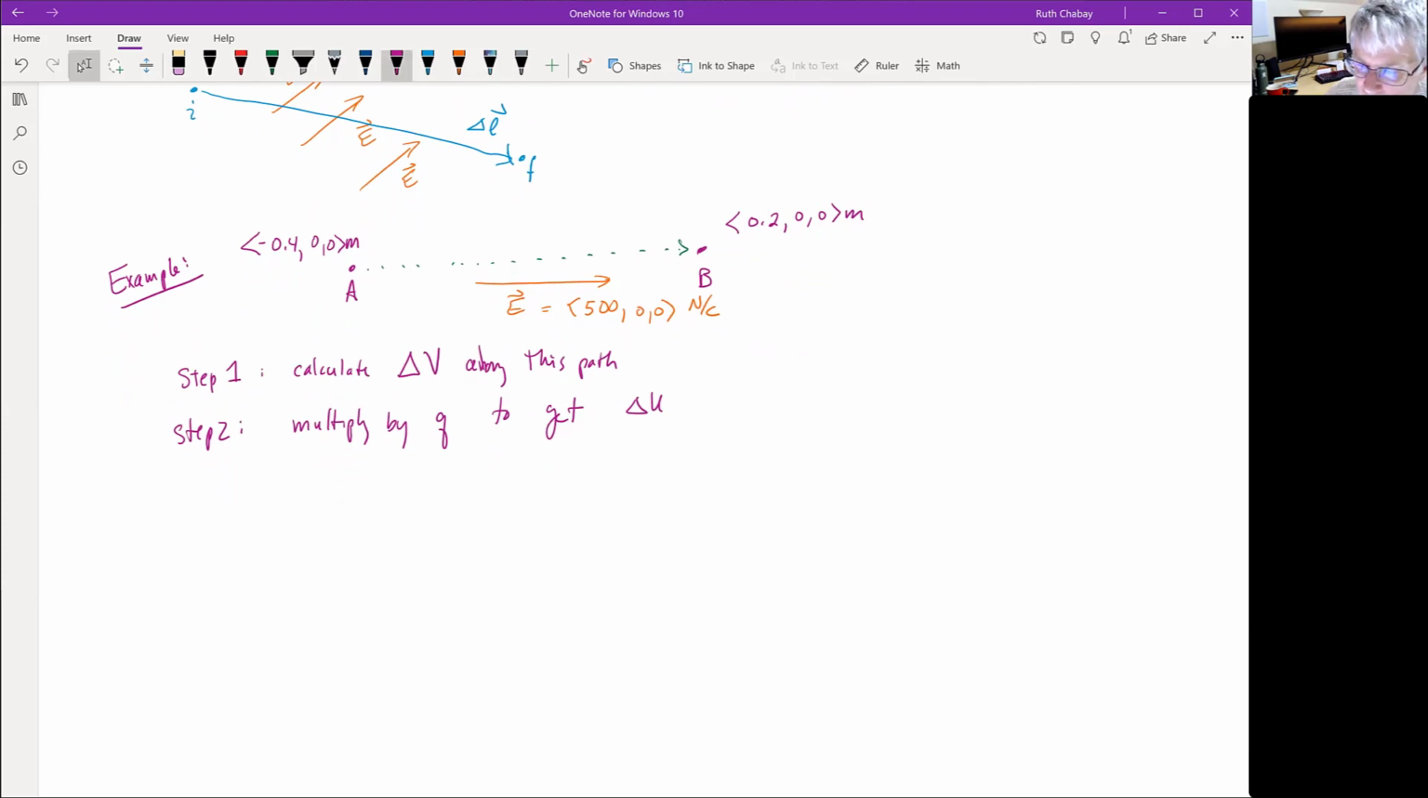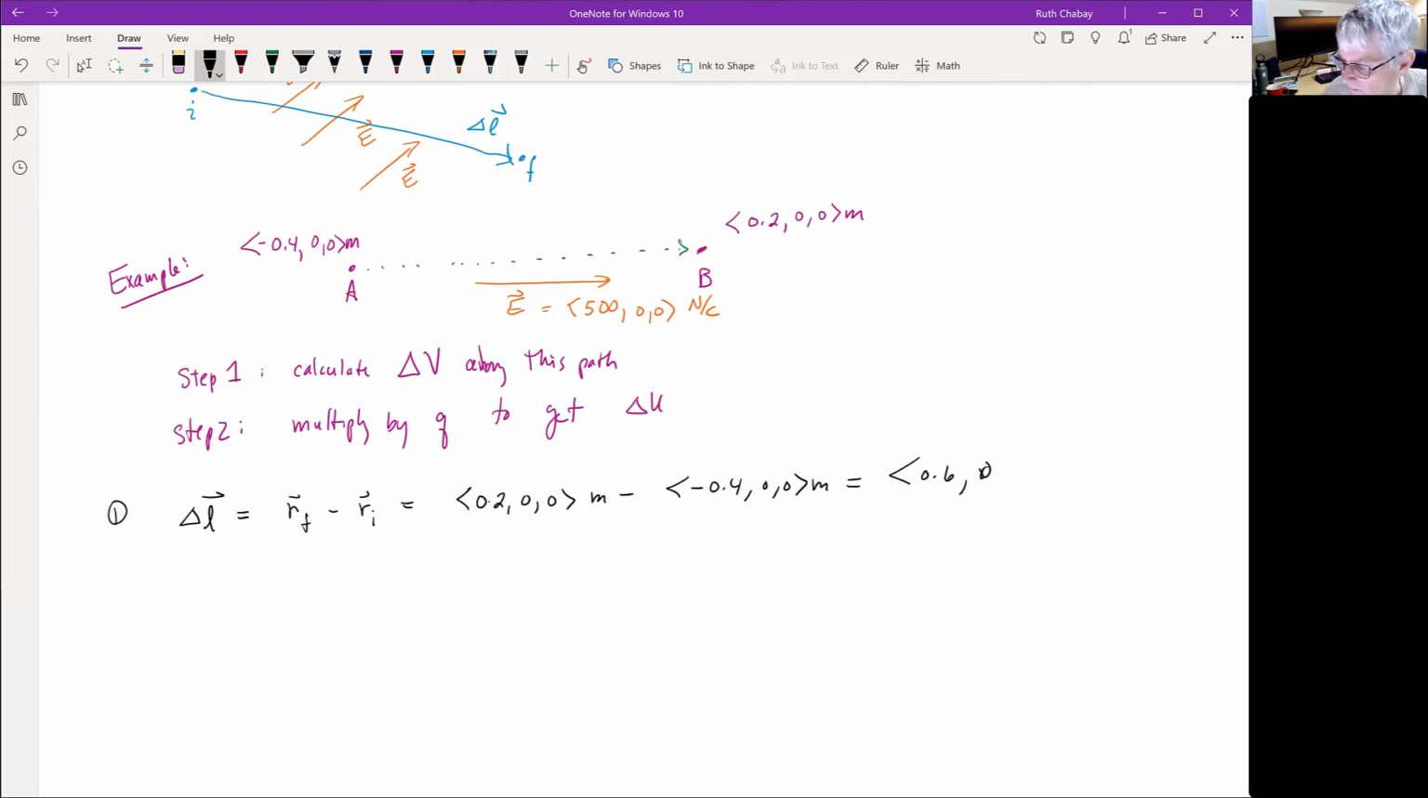So here we go. Here's step 1, the change in electric potential energy. The first thing we need to do is get the displacement. The displacement vector is going to be final minus initial. So that's 0.200 meters minus negative 0.400 meters, and that gives us 0.600 meters. Okay.